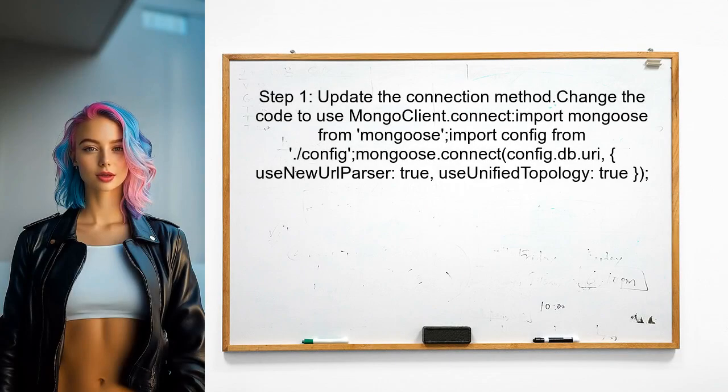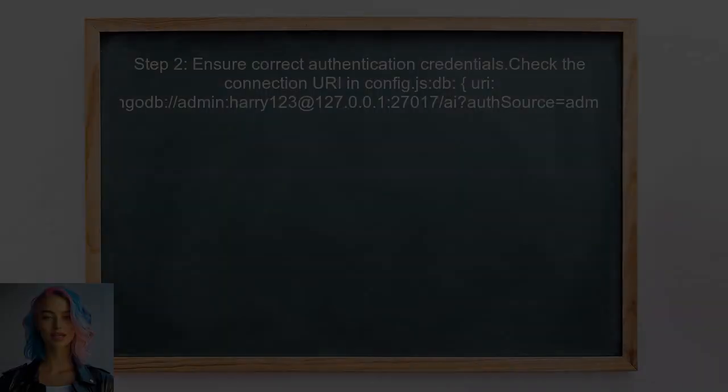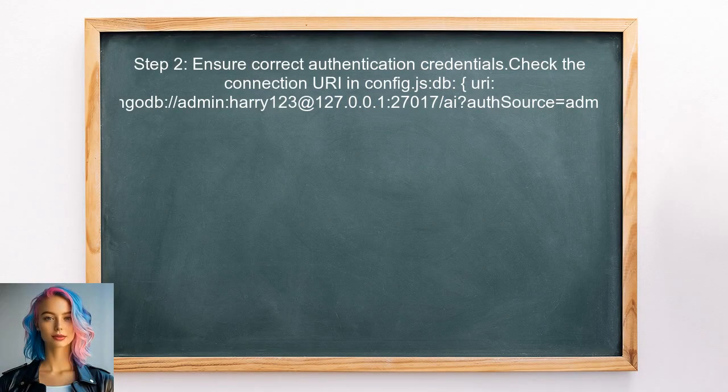To address the warning the user is encountering, the first step is to update the connection method in their code. Instead of using the deprecated db.prototype.authenticate method, the user should utilize the MongoClient.connect method. Next, the user should ensure that they are passing the authentication credentials correctly. This means including the username and password in the connection URI as shown in the config file.